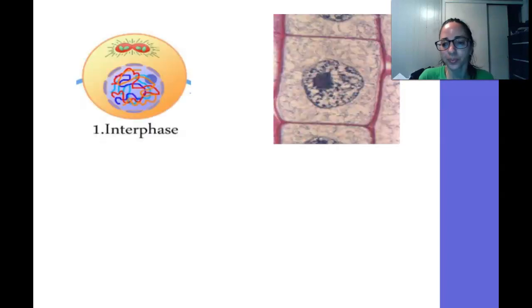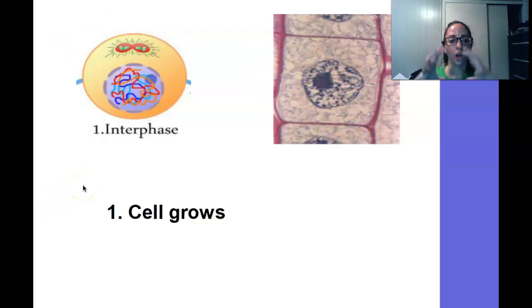Okay, so let's get started right away. The first step of the cell cycle is interphase. Interphase is not part of mitosis, but it's part of the cell cycle. The cell spends 90% of its time in interphase, so it spends the most time in this phase. So what happens in interphase? First of all, this is how it looks, and this is what it looks like in plant cells. So in interphase, the cell grows.